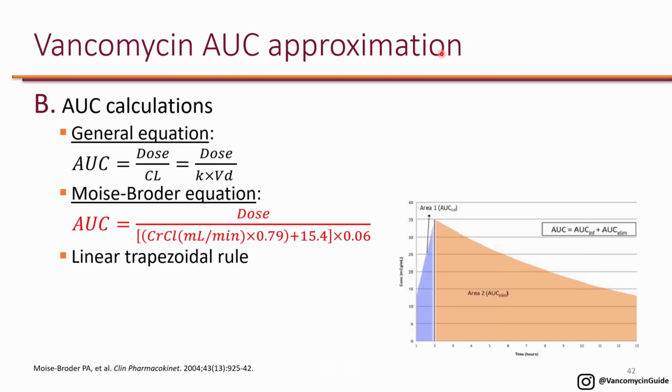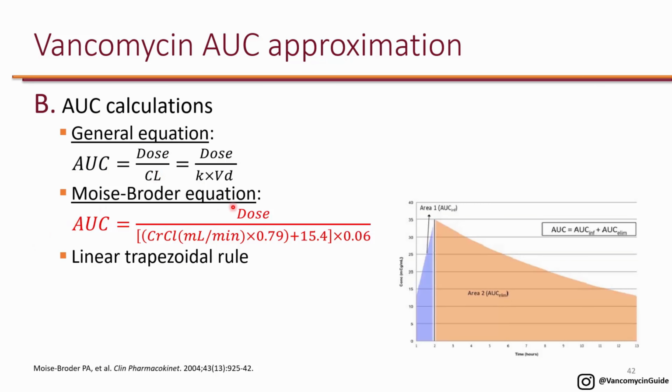So what else can we do to estimate AUC if trough is not really a good surrogate for AUC? One thing that you can do is use the general equation: AUC equals dose divided by clearance. Especially if you have two levels and you calculated the clearance in the patient, you know the dose and you know the clearance, so you can get the AUC. Now empirically, when you're just starting the dose, you can't know the clearance in the patient from levels because you haven't received levels yet.